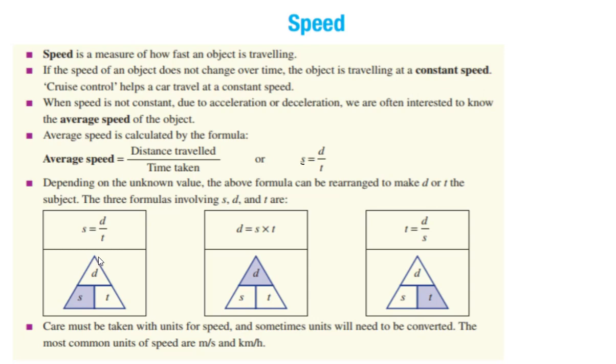So for example, if you want to find speed, then you normally put your finger over the speed, and to find speed it would be distance divided by time. If you put your finger over distance, then distance is found by speed times time. And if you want to find time, put your finger over the time and you're going to use distance divided by speed. Now let's look at some examples.